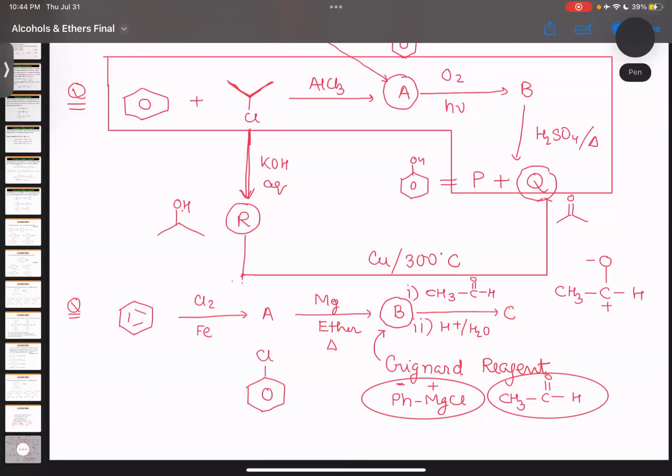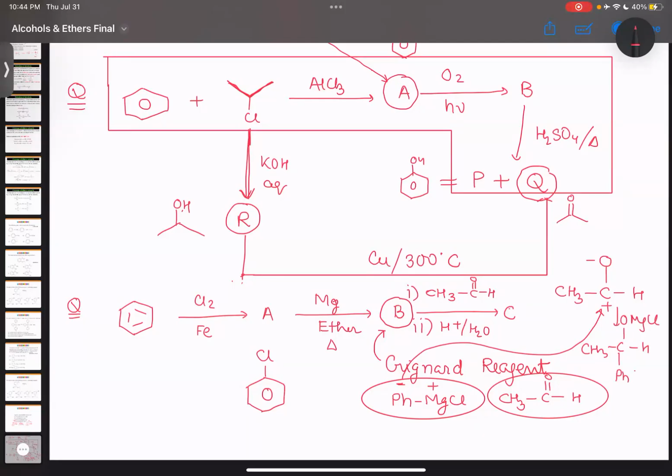Yes, right. Where to connect the phenyl group, on the oxygen or on the carbon of this acetaldehyde? On the carbon, yes. Then what will come on the oxygen? Mg, got it?